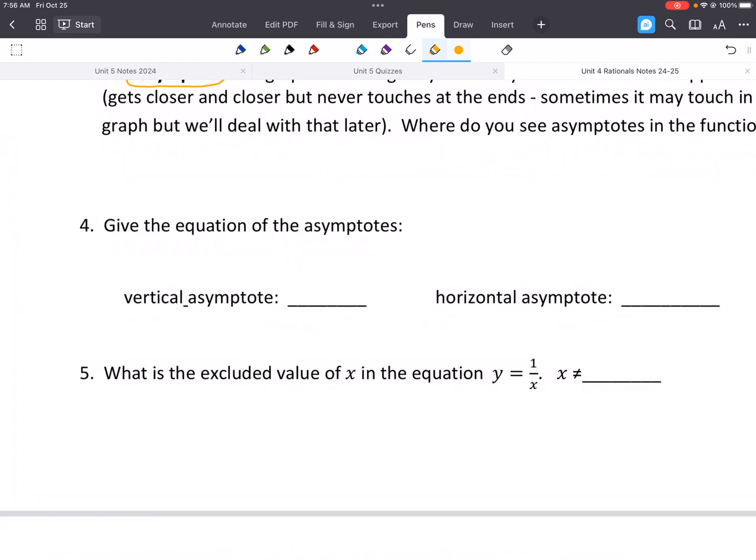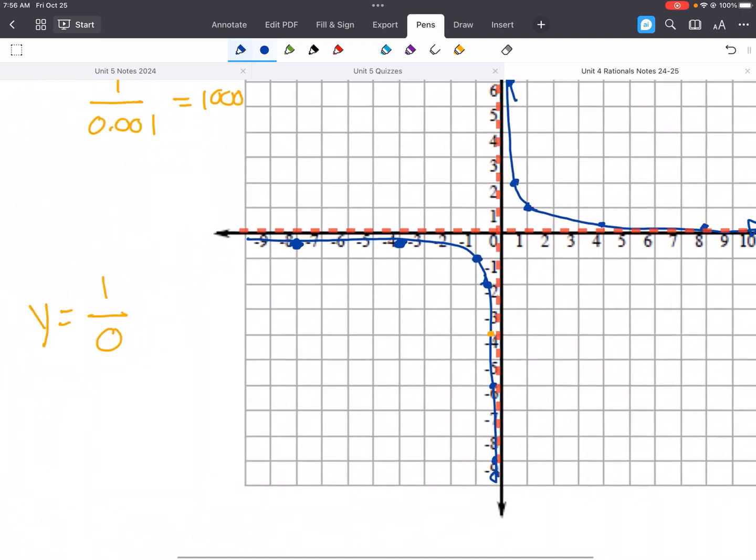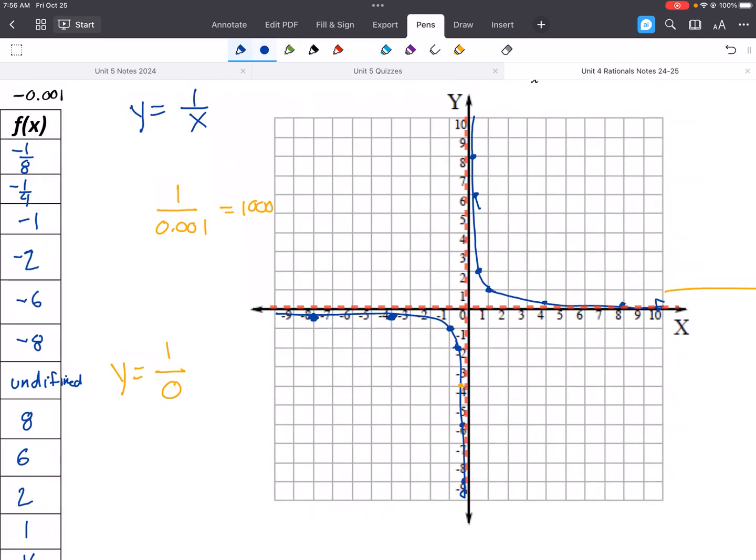So for the equation of these asymptotes, a vertical asymptote, vertical meaning up and down, right? If you're writing down a vertical line, it's x equals whatever that number is. For this one, it's going to be x equals 0. Okay, if we look at this vertical line, all of its x values are 0. It doesn't matter what the y values are. If we did 5, x is still 0.